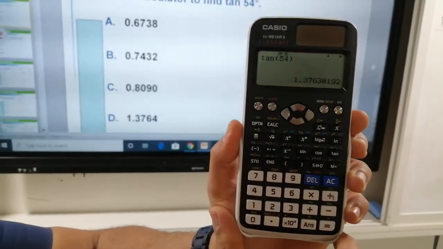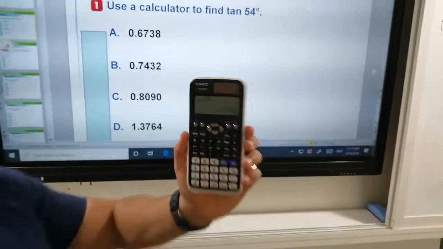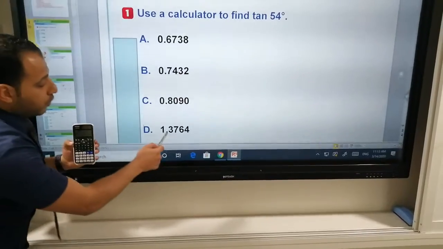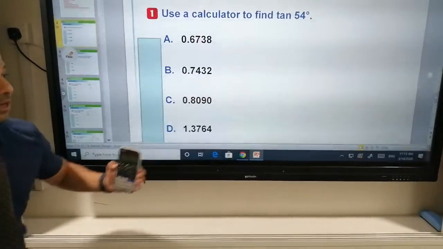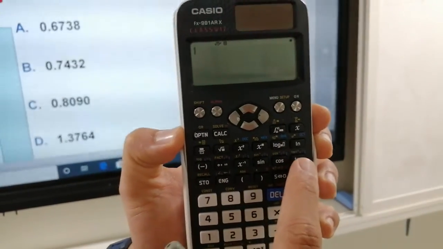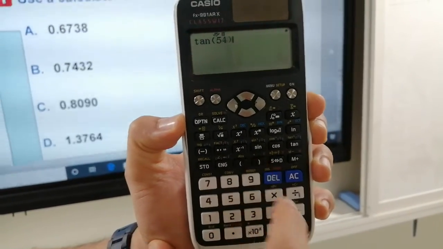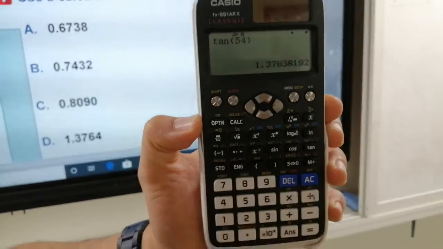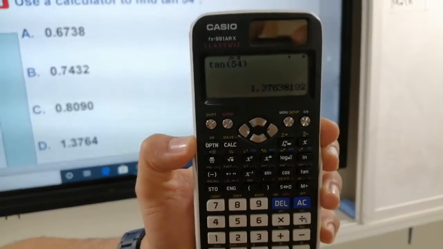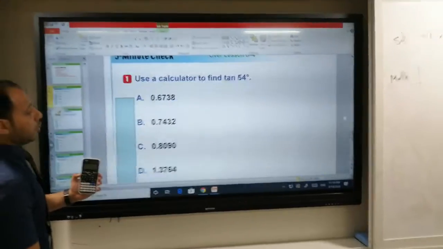As you see, the answer is 1.37 approximately, 1.3764. Again, from the beginning. This is our calculator. I start by pressing the button tan and then 54, close the bracket and press equal. It gives you the ratio directly, 1.3763 and so on.